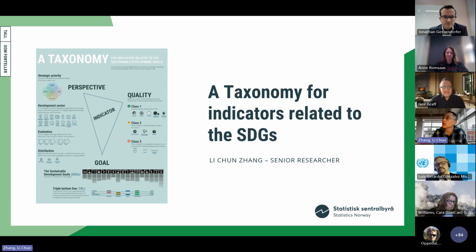The perspective has four different types: strategic priority, development sector, evaluation, and distribution. Goal has two sets of goals: the SDG goals themselves, the 17 goals and the sub-targets, and the triple bottom line. Whereas quality has three classes, and different indicators are classified into different classes. Each class has its own categories. So just to give you some examples.